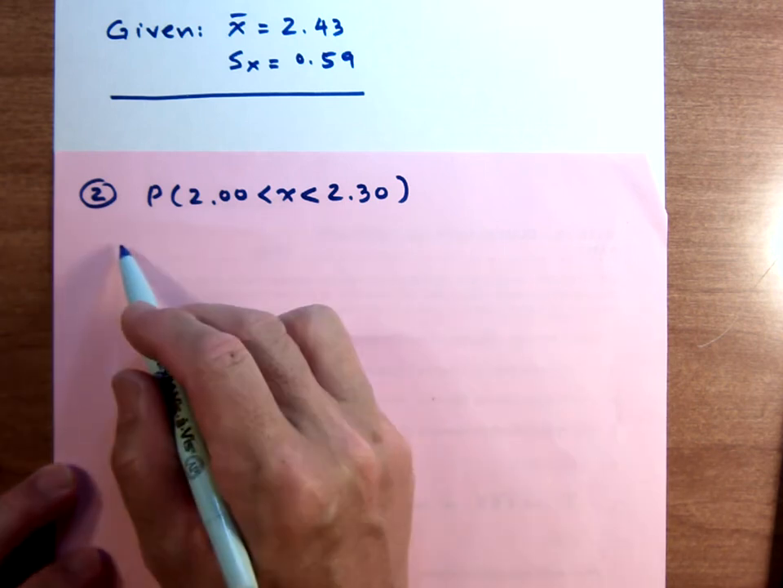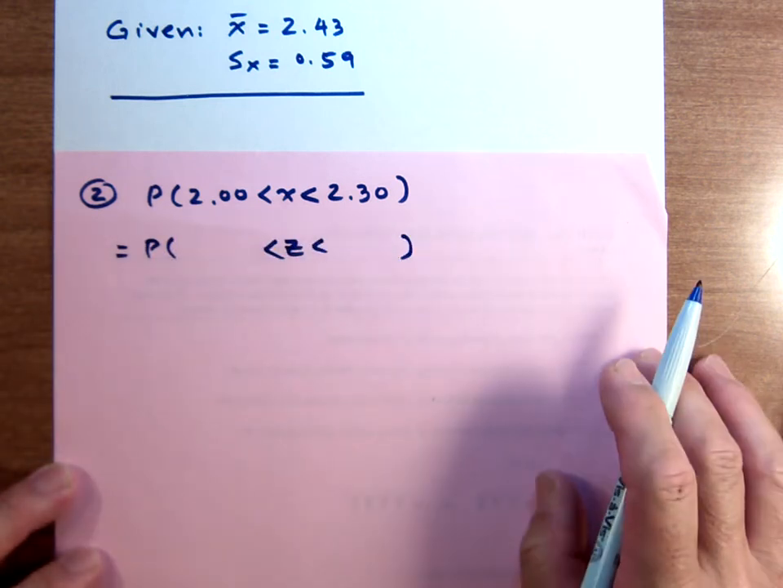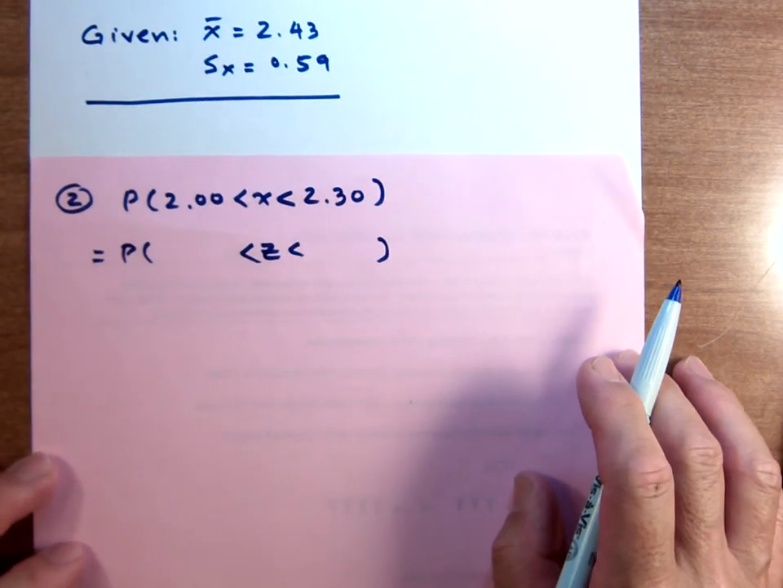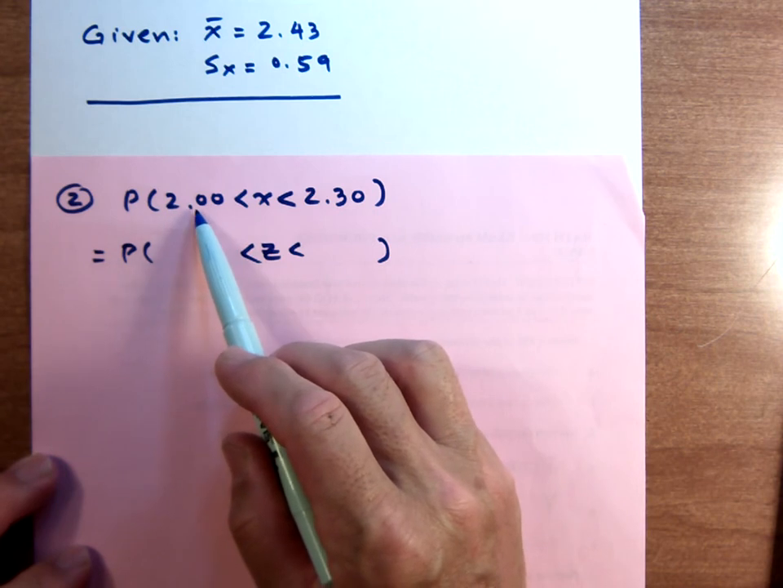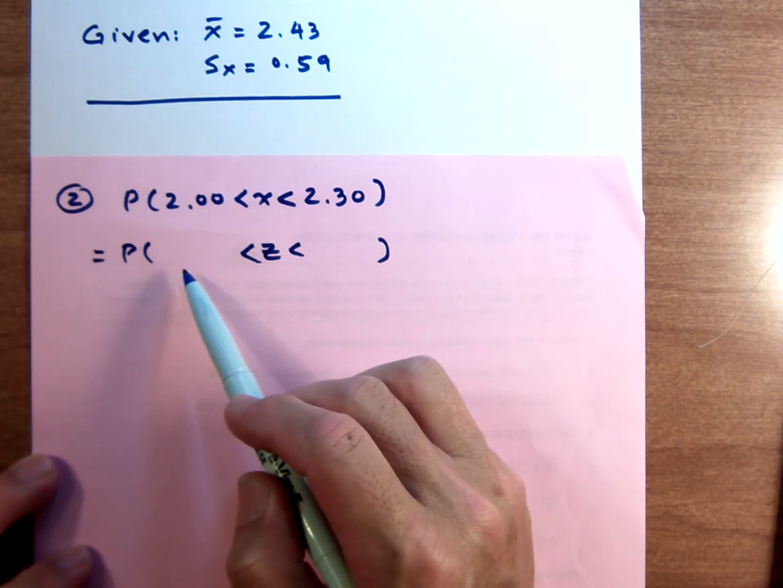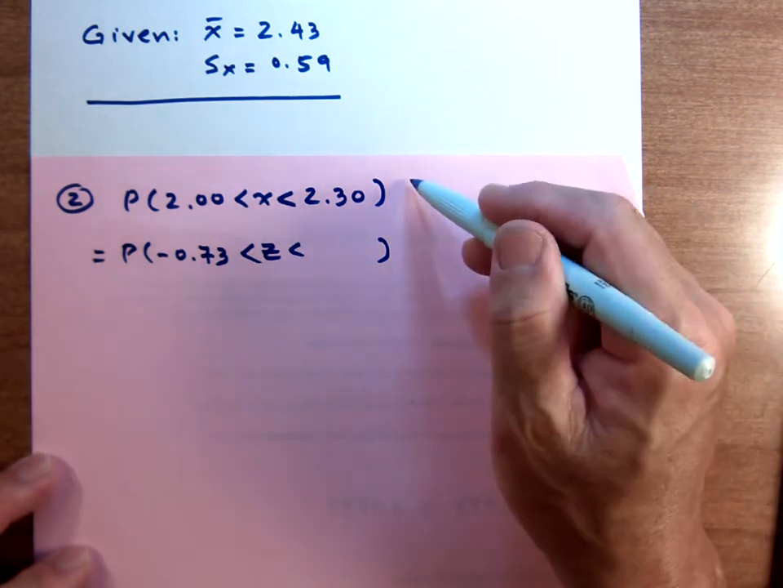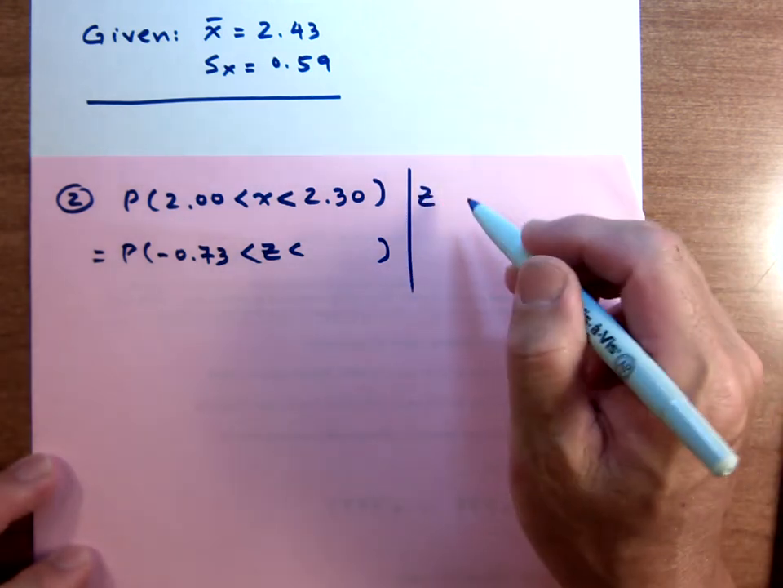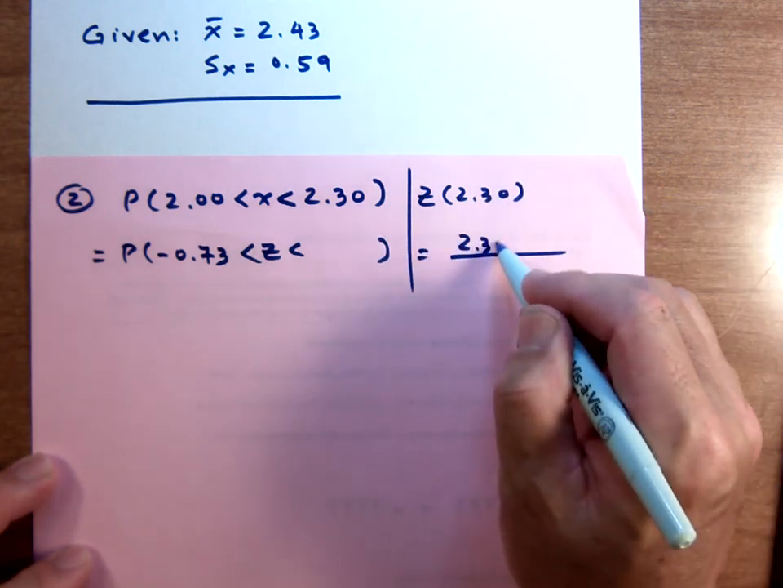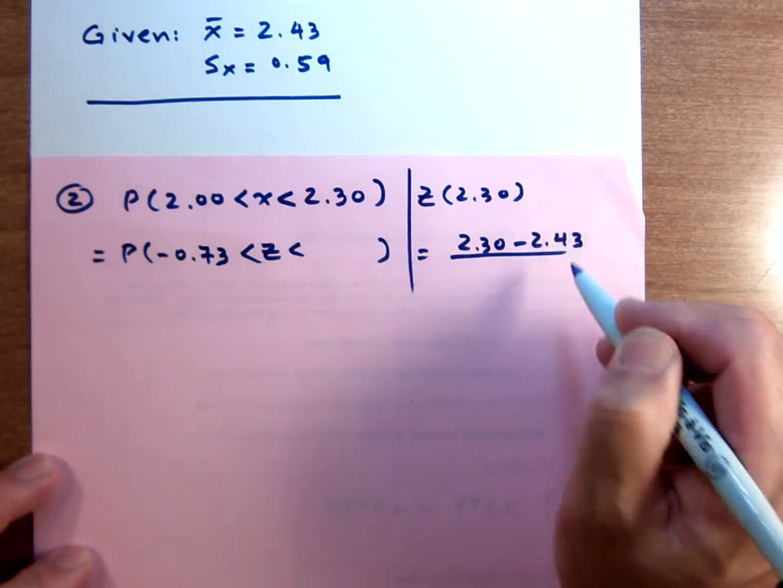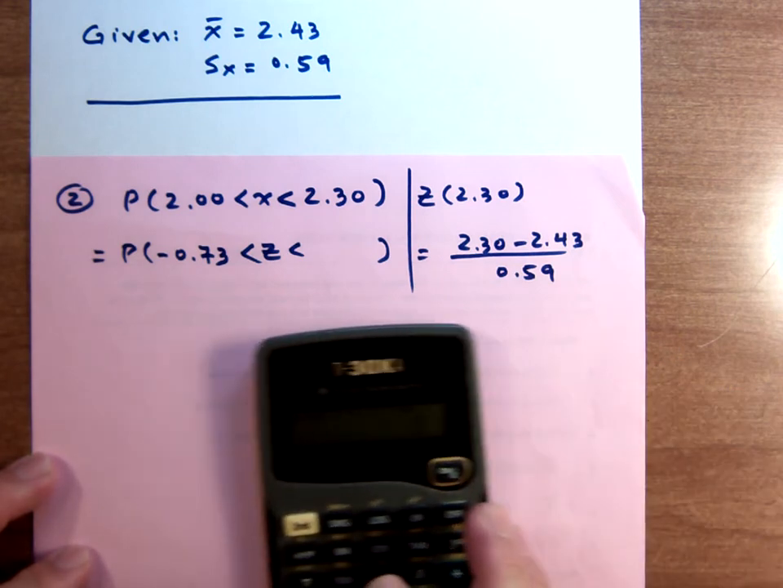All right. So again, what we need to do is convert these numbers into z values. Earlier in the previous video, we did the computation of converting x of 2.00 to z, and if you recall, that turned out to be negative 0.73. Let's see, what is then z of 2.30? That would be 2.30 minus 2.43 divided by 0.59. So let's put a calculator and do this.